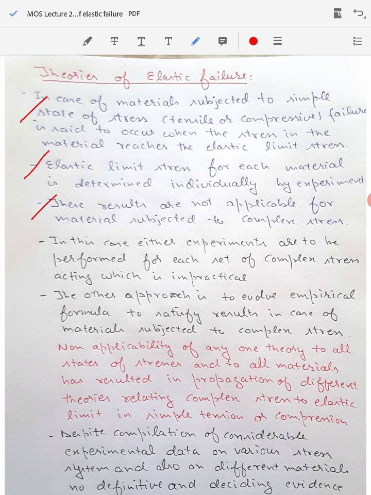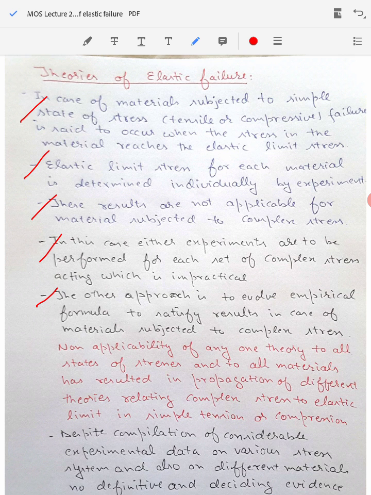Now these results are not applicable for materials which are subjected to complex stress, which I just described. In this case, either experiments are to be performed for each set of such complex stresses which are acting, and this is impractical. We cannot have all such variety of cases, and we can't perform the test in all such conditions. The other approach is to evolve empirical formulas to satisfy the results in the case of materials subjected to complex stress. So this is the second approach: we try to evolve formulas which can satisfy the results in which we have complex stresses.